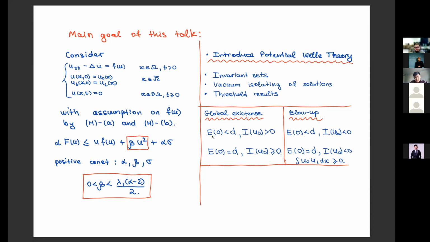So again, we prove that for initial energy less than d and positive Nehari functional, there is global existence. And when in the critical case the initial energy is equal to d, the Nehari functional should be positive or non-negative. For the blowup case, we prove that for initial energy less than d again, the Nehari functional is negative, but here we can also include the negative case. Here, initial energy should always be positive.